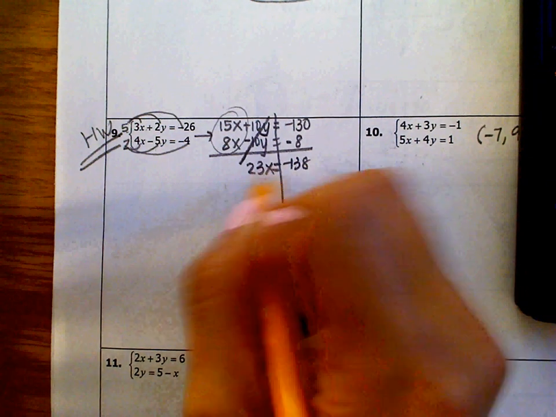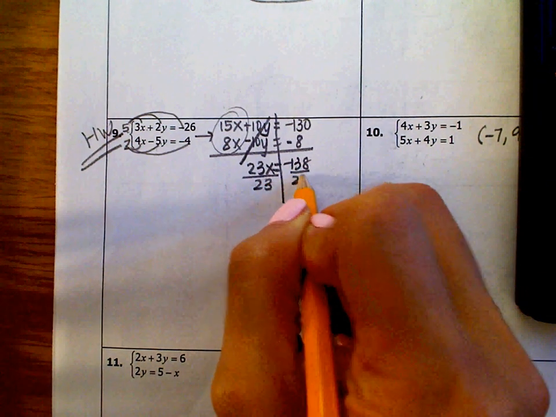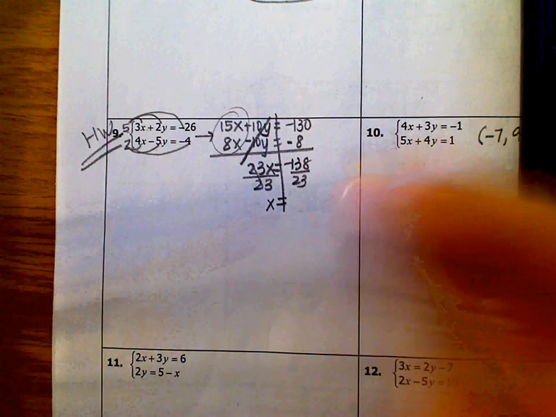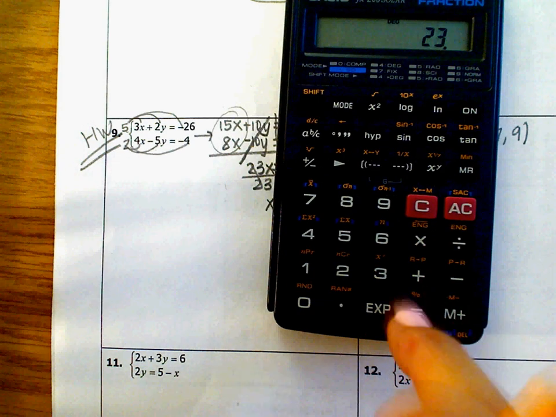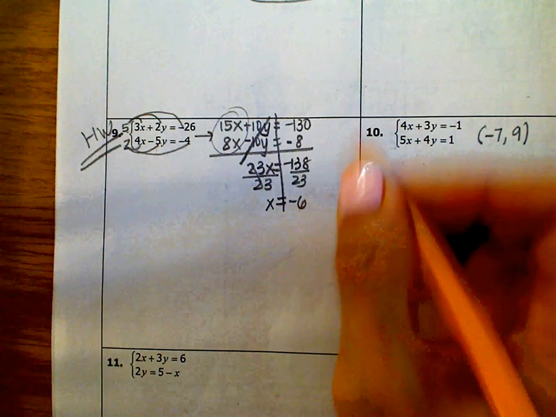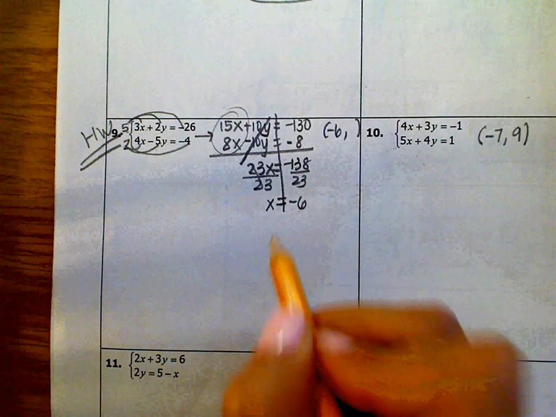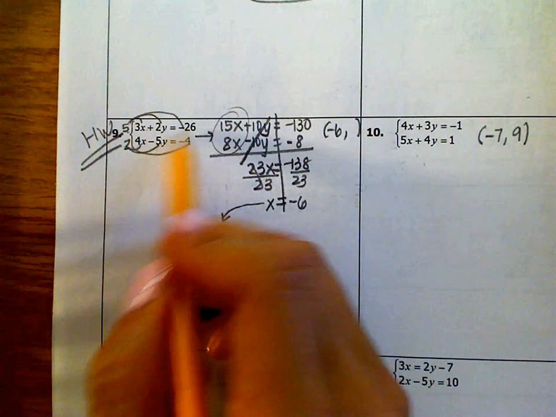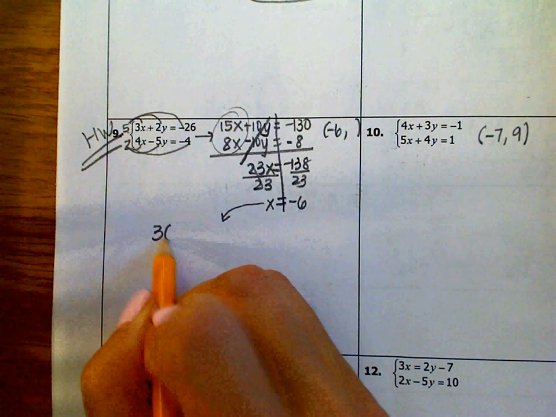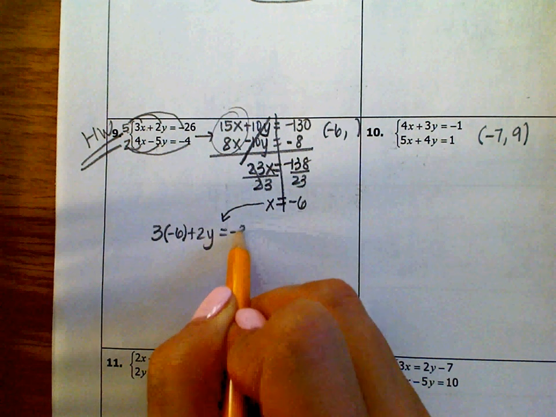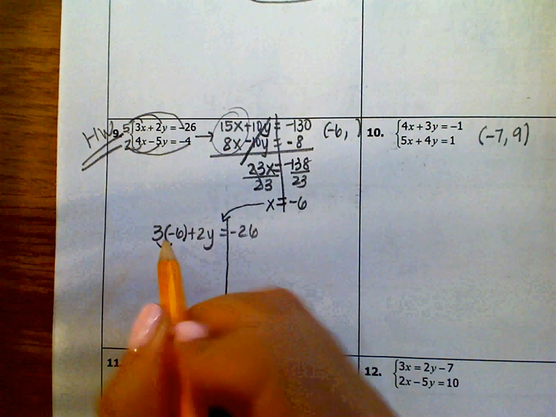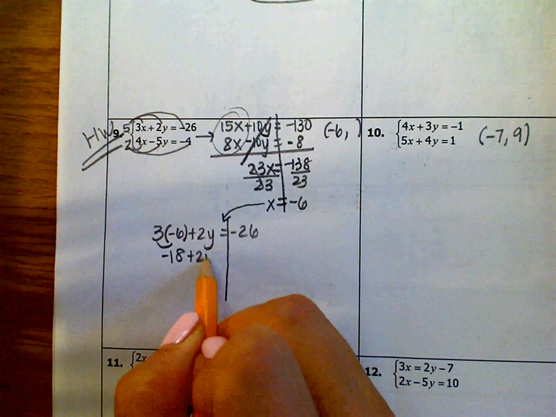Okay, now let's attempt dividing by 23. x equals negative 138 divided by 23, which is a negative 6. So I've got a negative 6 so far. Now I'm going to take that and plug it into one of the equations. I'll do the top one. So 3 times negative 6 plus 2y equals negative 26. All right, so I multiply those. Negative 18 plus 2y equals negative 26.